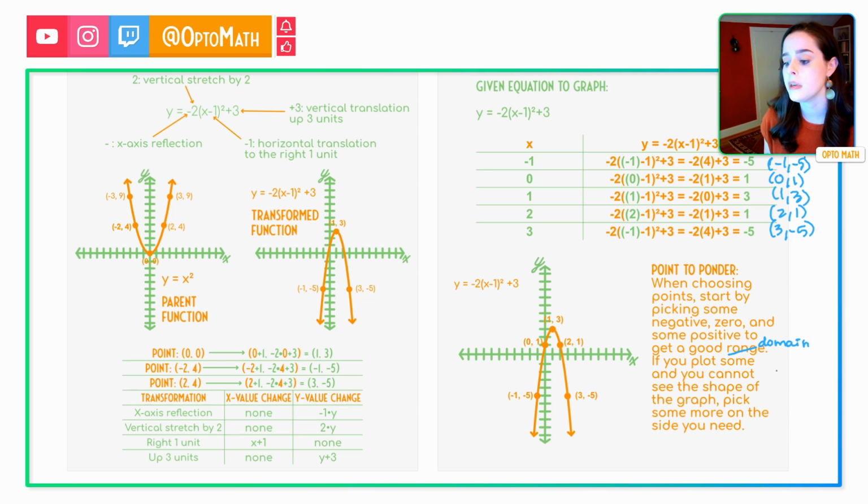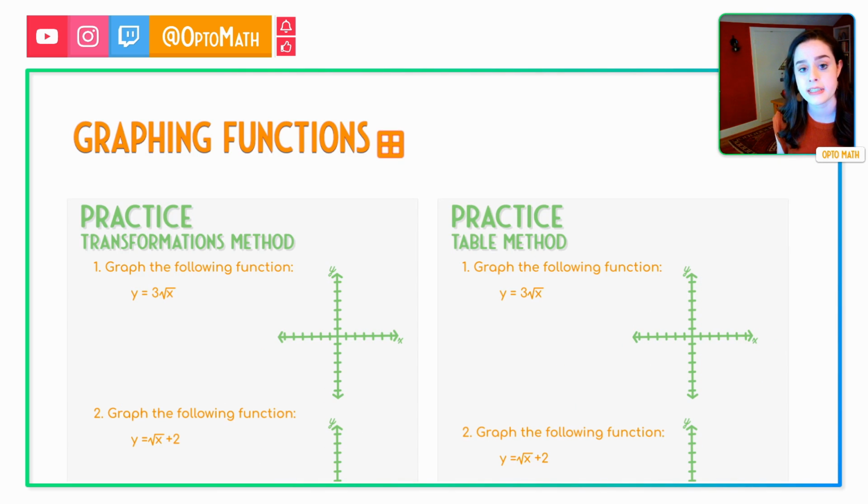If you plot some and you cannot see the shape of the graph, pick some more on the side you need. So let's say you only chose 1, 2, and 3. Well, then you would only have this side of the function, and you know that a parabola either looks like this or it looks kind of like this. So you would know that you need some negative x's to fill in the rest of your shape. So then you would just go about picking a few more points to make the shape of your graph show up. Let's take a look at some practice.